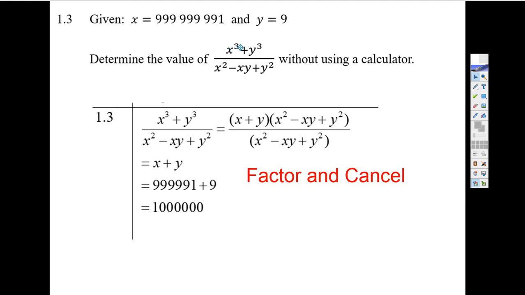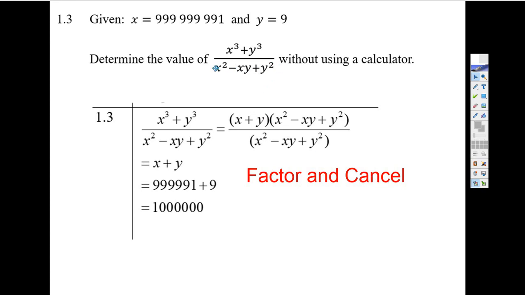Well, you put that in and you cube it, and then you put 9 in and you cube it, and then you could work out what that is. Your calculator can't even handle that. If they allowed you to use a calculator, it won't work. So, the only way this is going to work is if we turn it into something much simpler. And so, the idea, if it is going to simplify it, I think it must be factoring and canceling.